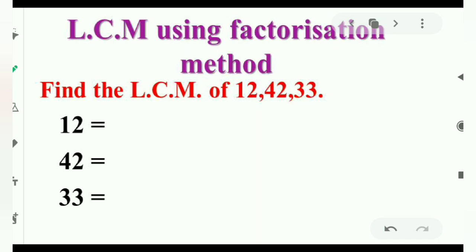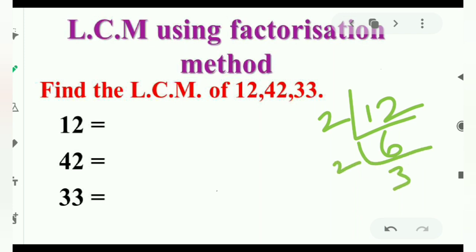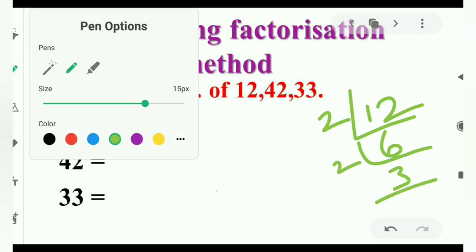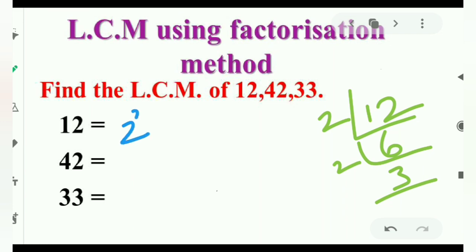Find the LCM of 12, 42 and 33. First step, we are going to express our numbers in terms of prime factors, right? First, 12: 2, 6, 2, 3. How are we going to write 12? 2 to the power 2 into 3. Good.